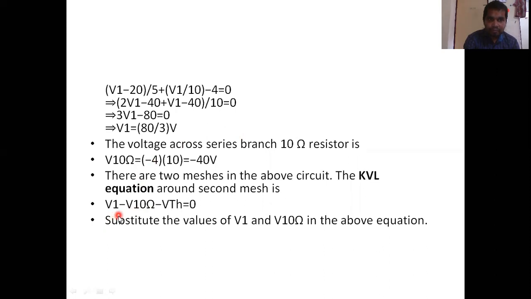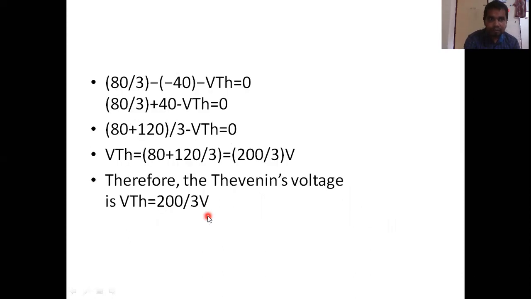So that's why the equation is written: V1 minus the voltage across the 10 ohm minus VTH. So substitute the values. You have the voltage in 10 ohm as minus 40 volt, and V1 is this much. Substitute in the equation and you will get the value. So the Thevenin voltage is how much? Substituting V1 and the voltage in 10 ohm, VTH is determined as 200 by 3 volt, right? Therefore VTH is this much.